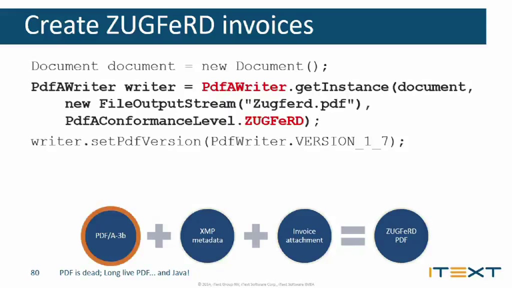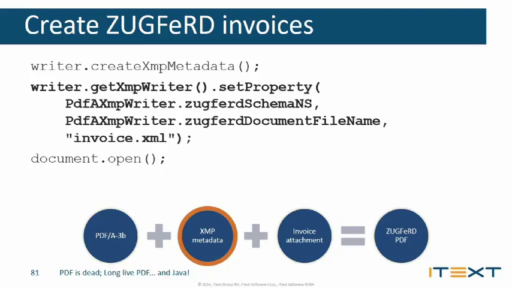So we start from PDF A3B again. In iText we have added a separate conformance level for ZUGFeRD, which is very similar to the PDF A3 conformance level. We have to add some separate XMP metadata, specifying which embedded file is the actual invoice. So you can see the line in bold. It just has the ZUGFeRD document file name specified as invoice.xml in this case.